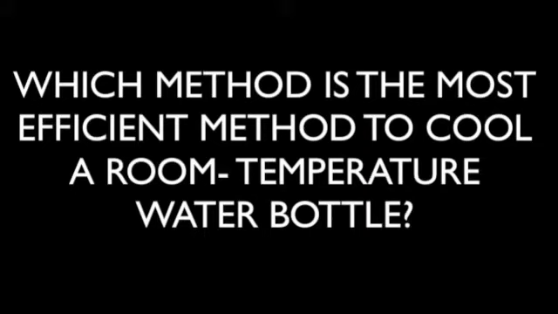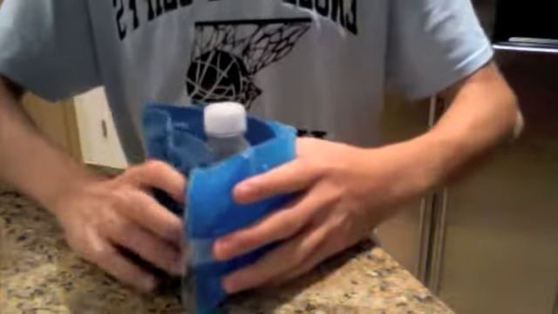But now that I've done my lab, I want you to do your own labs. Here's your assignment. I forgot to cool my water bottle and it's a very hot day and I want to cool my water bottle. I want to figure out which method is the most efficient method to cool a room temperature water bottle. Surrounding the water bottle with ice packs for 5 minutes, or putting the water bottle in the freezer for 5 minutes.